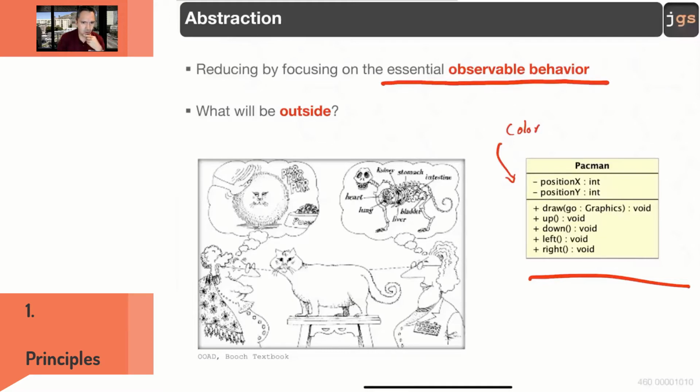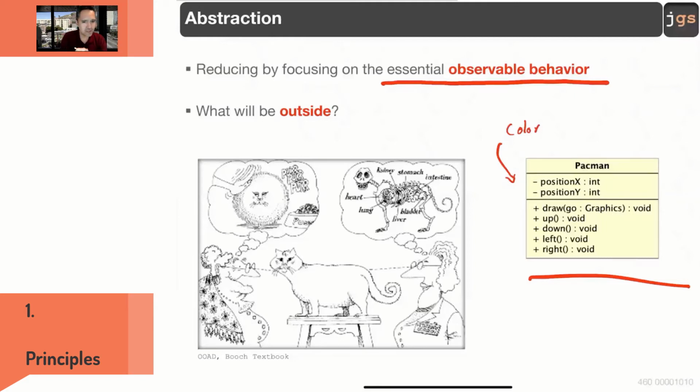Let's think. We already have the Pac-Man in yellow. This program, you already have it. I share the code with you. Do we need a variable color in order to draw the Pac-Man in yellow? What could be the goal for adding a variable color in the class? Do we need a variable color for the ghost? What could be the goal of adding the variable color to the ghost?